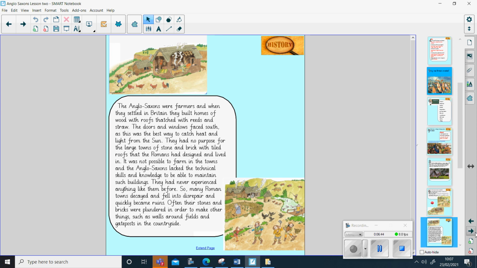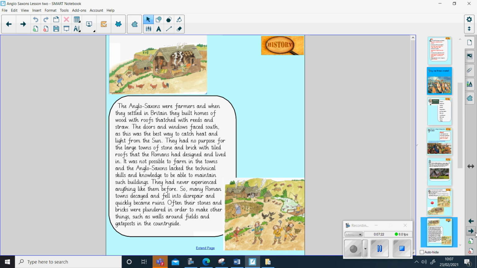They had no purpose for the large towns of stone and brick with tiled roofs. I imagine those buildings would have been much more secure, but actually the Anglo-Saxons couldn't farm in the towns. There wasn't any land that was good enough to farm on. It wouldn't have been grass. And the Anglo-Saxons had never seen buildings like this before, so they didn't know how to look after them. Because of that, the Roman towns ended up falling into disrepair. They became ruins because nobody looked after the buildings.